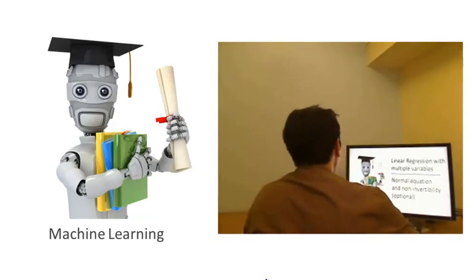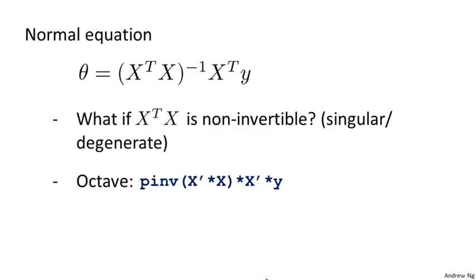Here's the issue. For those of you that are somewhat more familiar with linear algebra, some students have asked me: when computing theta equals (X transpose X) inverse X transpose y, what if the matrix X transpose X is non-invertible? Only some matrices are invertible and some matrices do not have an inverse. We call those non-invertible matrices singular or degenerate matrices. The problem of X transpose X being non-invertible should happen pretty rarely.